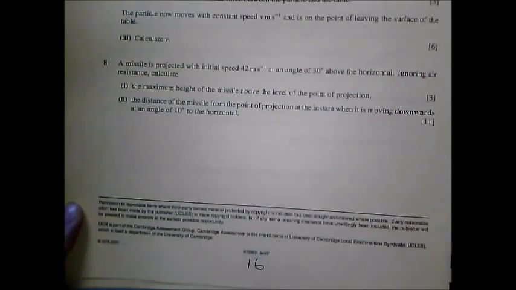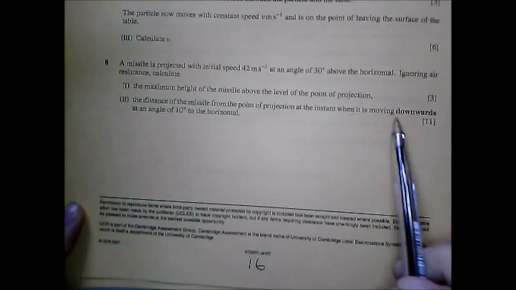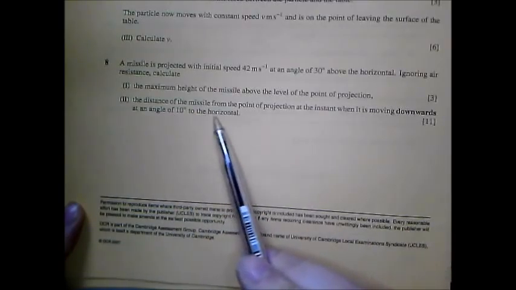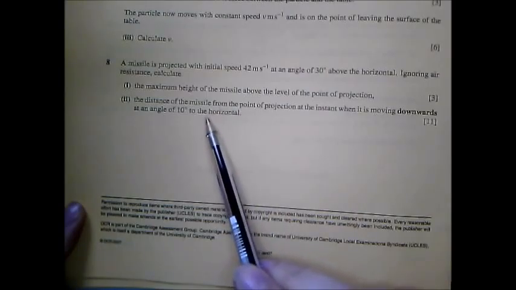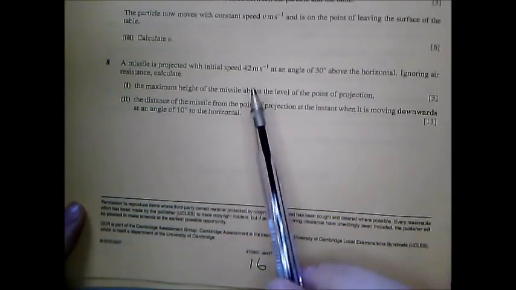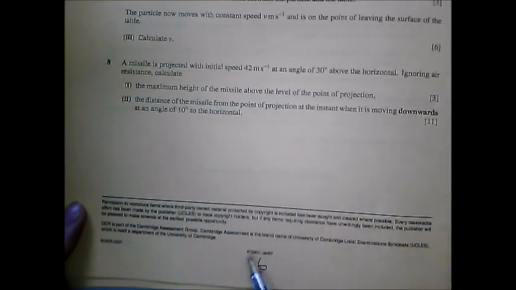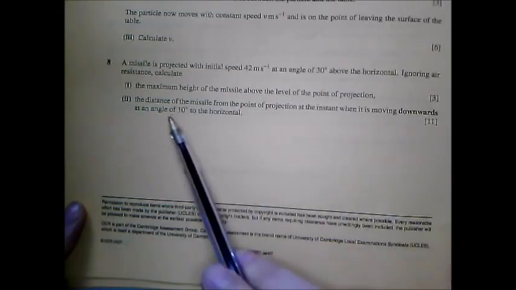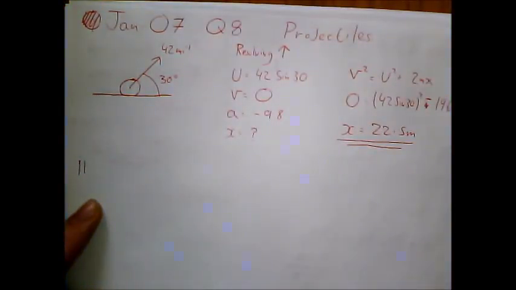Okay, for part 2, we now want to find the distance of the missile from the point of projection at the instant when it is moving downwards at an angle of 10 degrees to the horizontal. So what we really want to do is find its horizontal and vertical coordinate of when it's moving at this particular angle. And to do that, we are going to need to do a bit of resolving here.